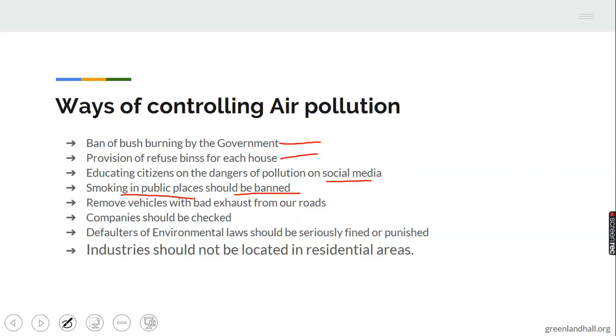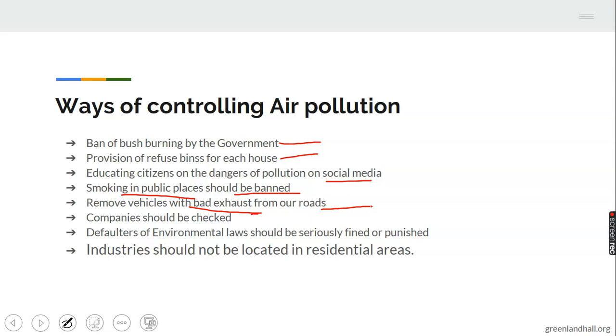Then vehicles that have bad exhaust should be removed from the road. Sometimes you see some vehicles in such bad condition, bringing out bad fumes from their exhaust, and they are still plying the road. The government officials and everybody will be seeing them, and nobody will say anything. It's wrong. It's causing harm to the body, to humans and animals.